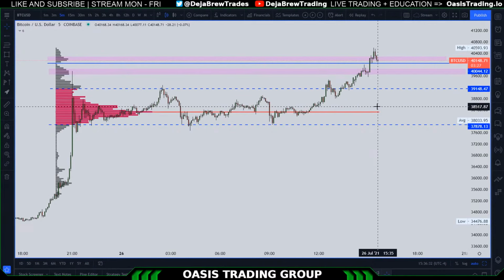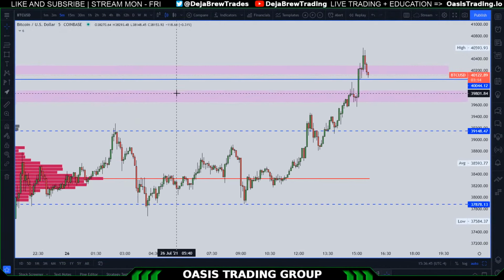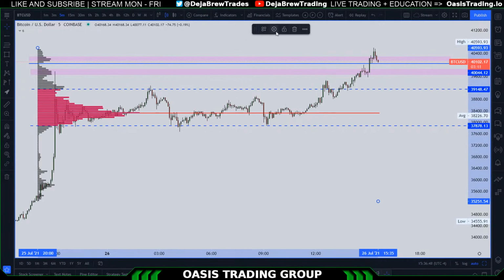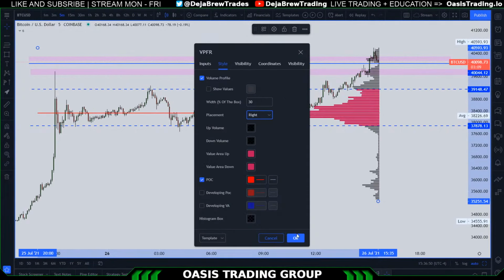If you're looking for a scalp, kind of like what I was saying earlier, you can use these inefficiencies as kind of like entries, but they're very risky. So if you're using this, let me actually move this over. Let's go back to right here.